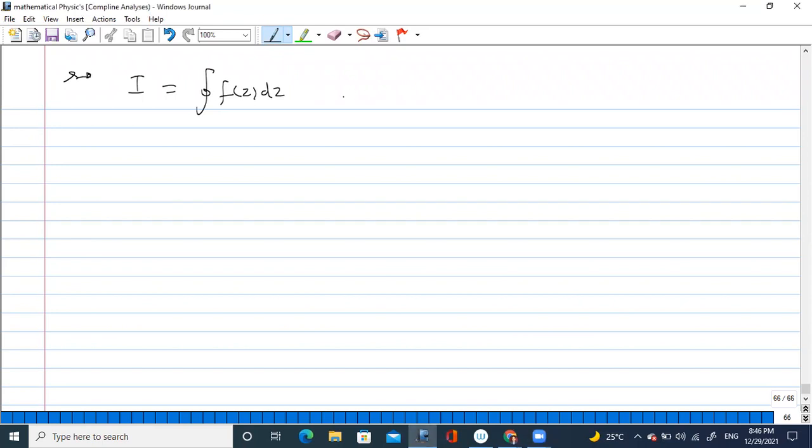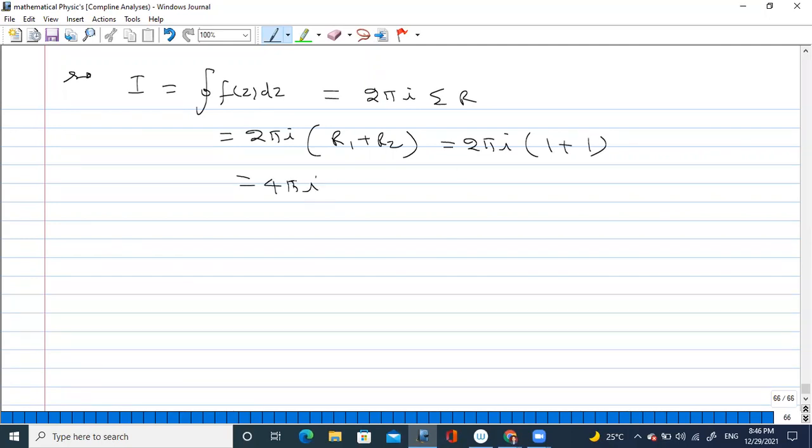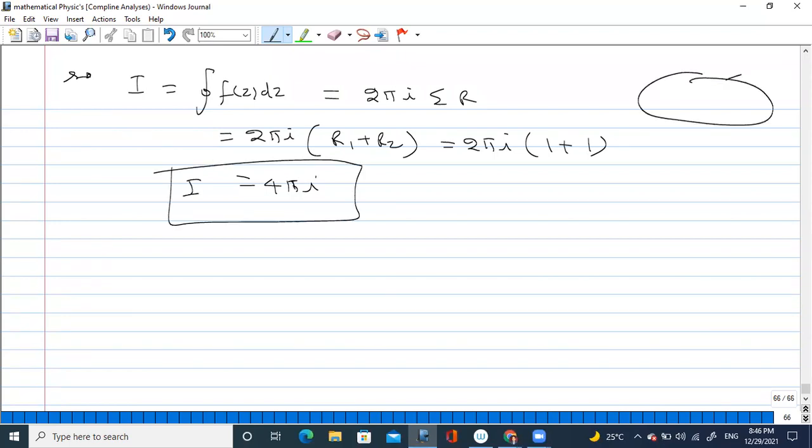So the integral f(z) dz will become 2 pi I summation r, that is 2 pi I (r1 plus r2). r1 is 1, r2 is 1. So the answer is 4 pi I. You have to check it correctly because your contour is anti-clockwise, so it is plus. If the contour was like this, they will simply change the direction of the arrow, so then you have to take minus. Okay, note down this.